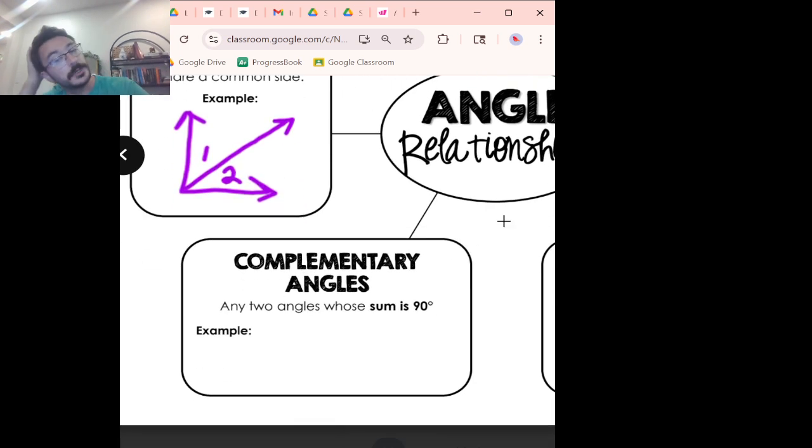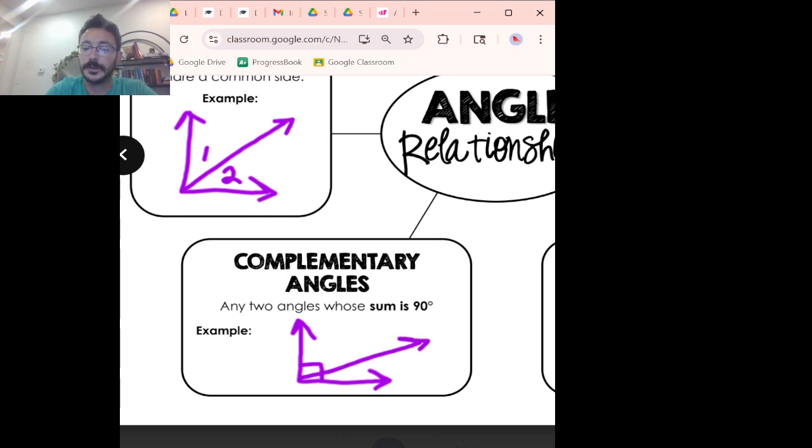Complementary angles are any two angles whose sum is 90. So something like this could be a good example. I'll show just kind of a different one. So let's go ahead and assume that's 90, and let's say there's a ray that goes out here, and that's 1 and that's 2. Angle 1 and angle 2 would be complementary angles, so they add up to 90.